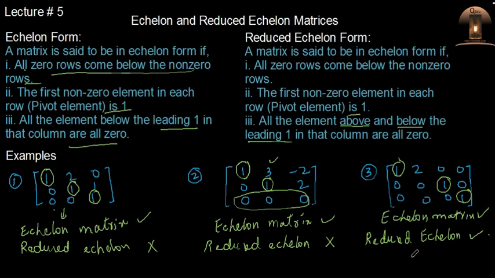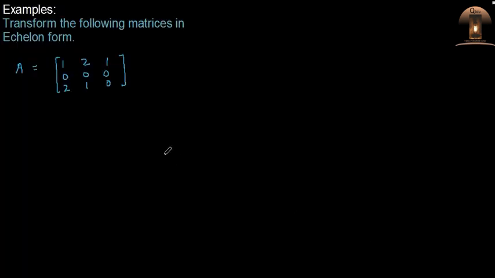Now that you know which form of the matrix is echelon form and which is reduced echelon form, next is to transform a matrix into the echelon and reduced echelon form using the elementary row operations that we discussed in the last lecture. So let us move to this. Let us start with an example. Transform the following matrices into echelon form. Here we have the first matrix A having the elements 1 2 1 0 0 0 and 2 1 0.